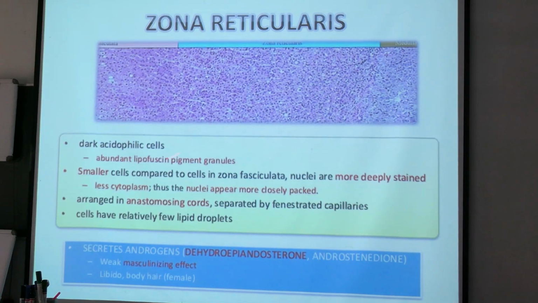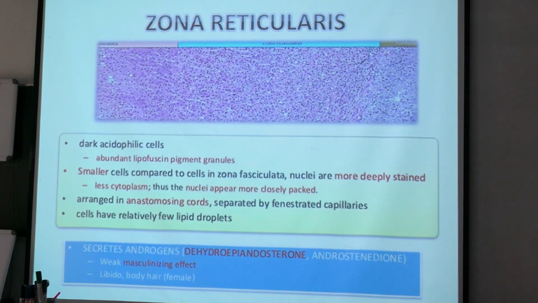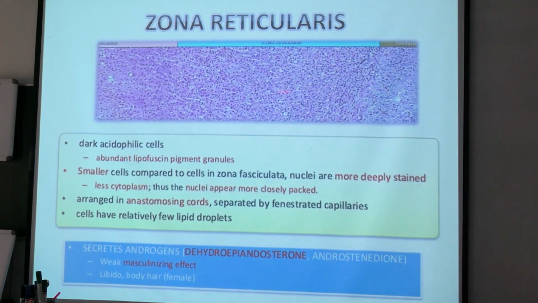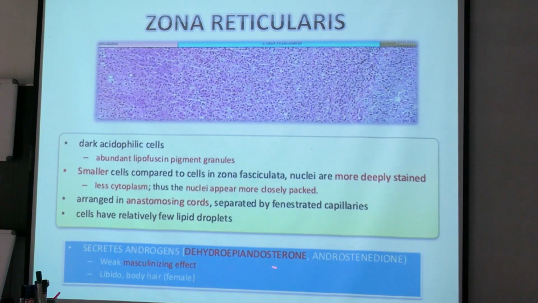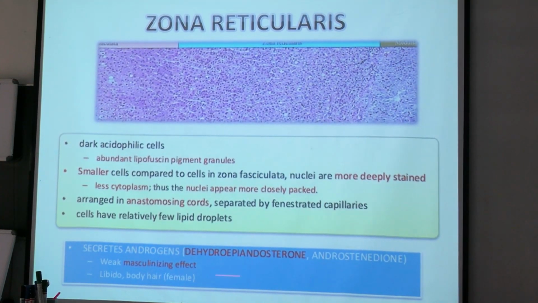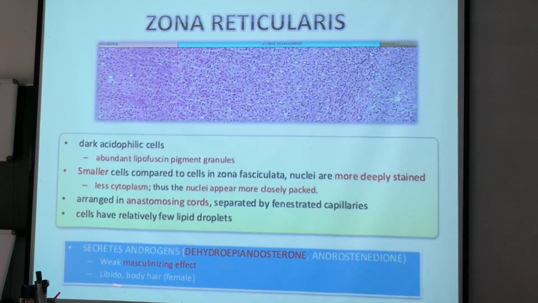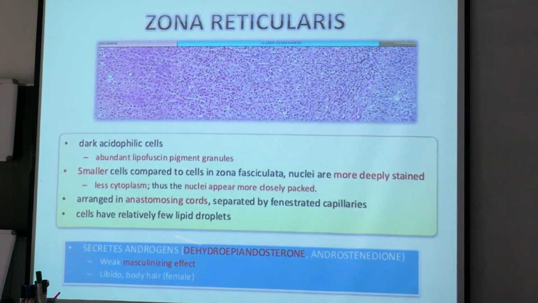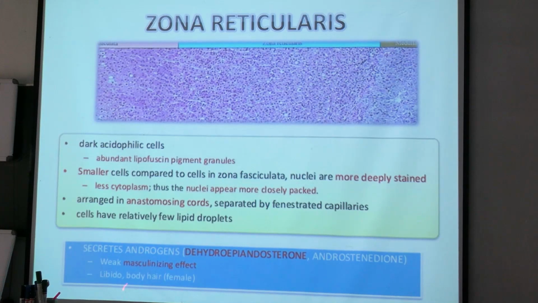Numerous lipid droplets are found in zona fasciculata, okay, which helps in secretion of the glucocorticoids. And this reticularis secretes androgens. Androgens are dehydroepiandrosterone and androstenedione, and they have a weak masculinizing effect. These hormones are responsible for libido and body hair in females.